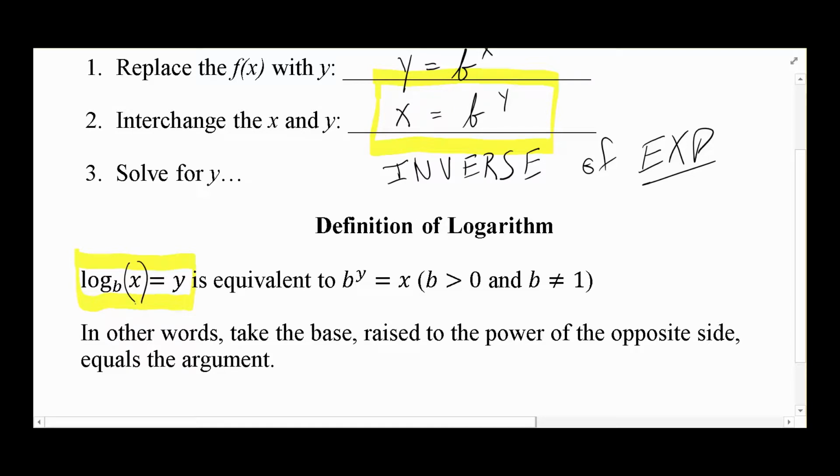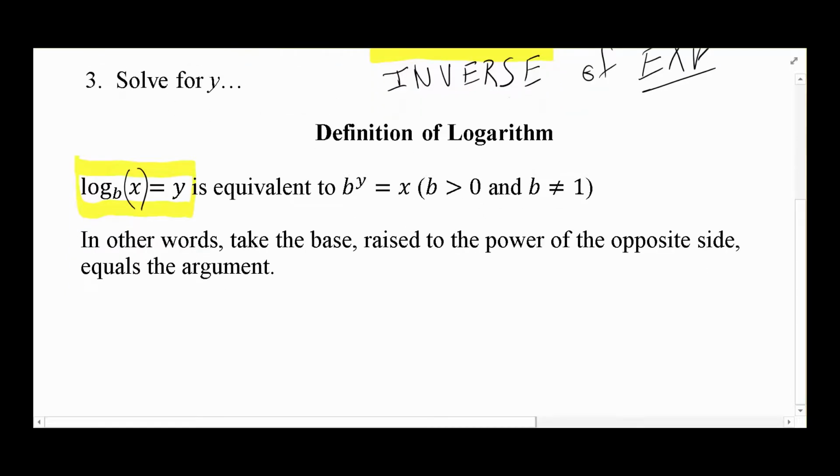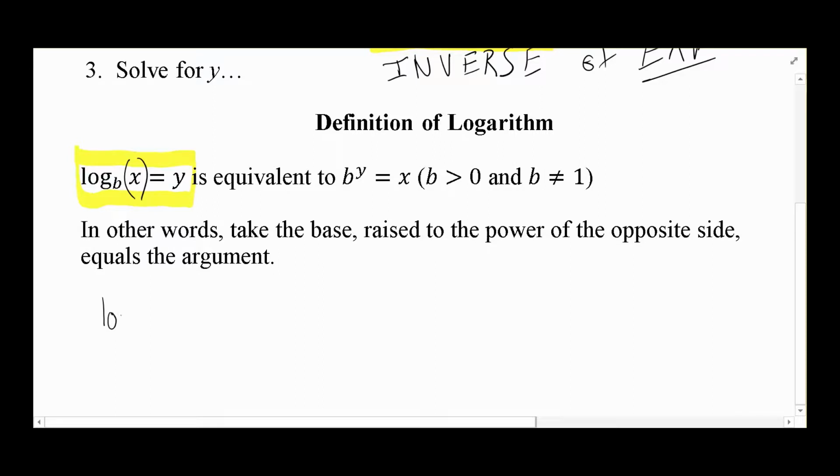So log base b is the inverse of a base b exponential. So for instance, if I had log base 2 of x, that would be the inverse of 2 to the x. So we could have a variety of different logarithms. We could have log base 3 of x. A base 3 logarithm undoes a base 3 exponential.